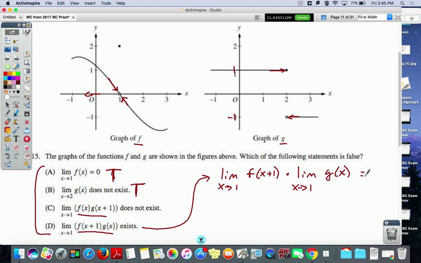So if I plug 1 into f of x plus 1, just doing direct substitution, we're going to get a value. I'll just call it -1. And then I'll multiply that by what we get for the limit of g of x as x goes to 1. Well, that one's going to be right here. As we approach from the left and the right, it does equal 1, which means we get a number, which means it exists. So that one is also true. So by process of elimination, we can cross off C.